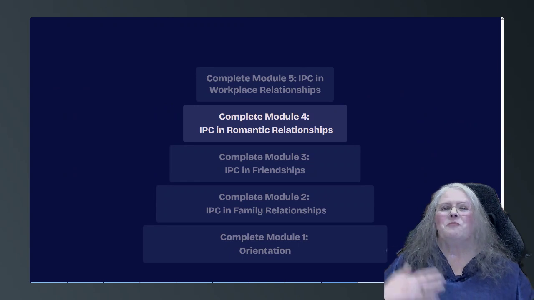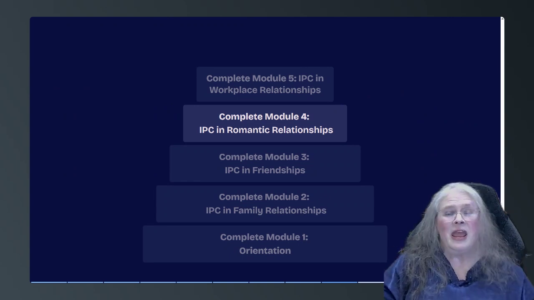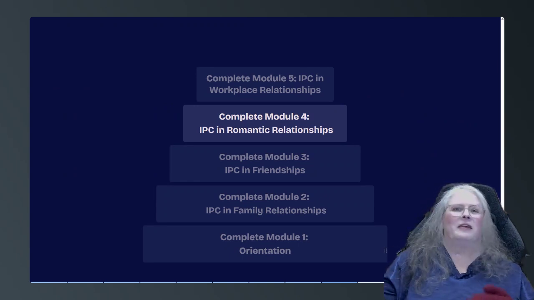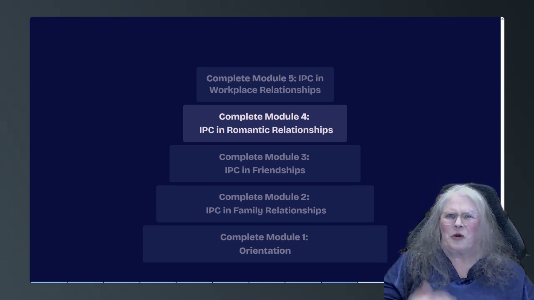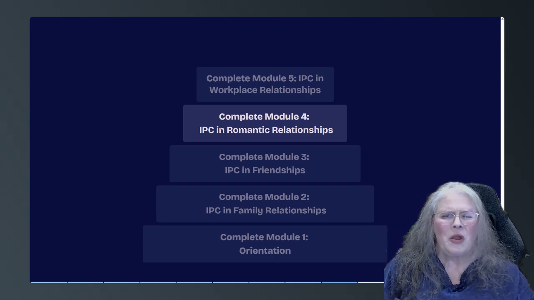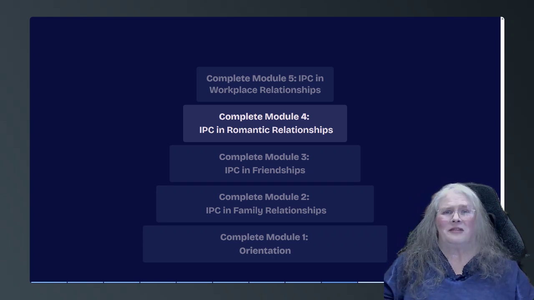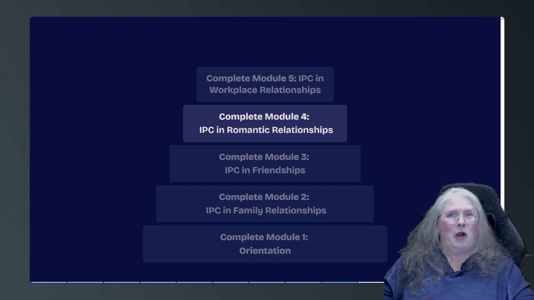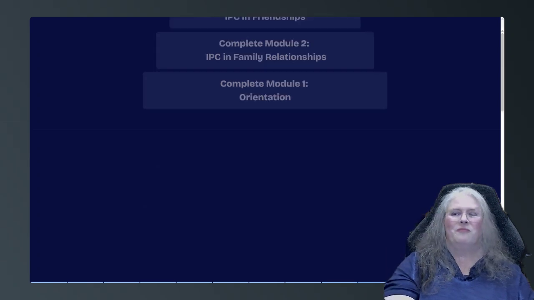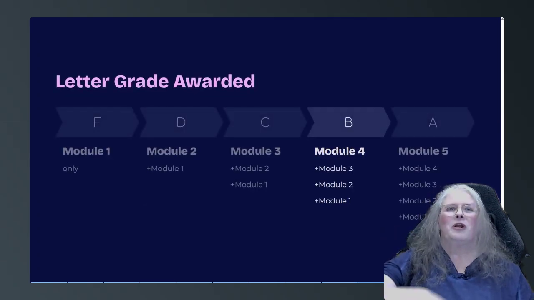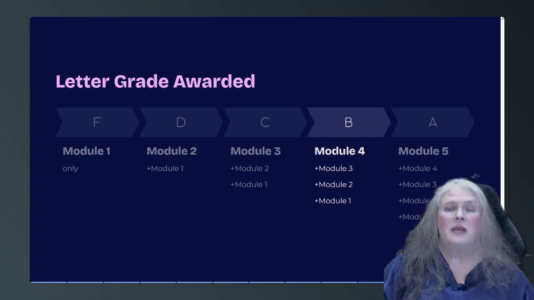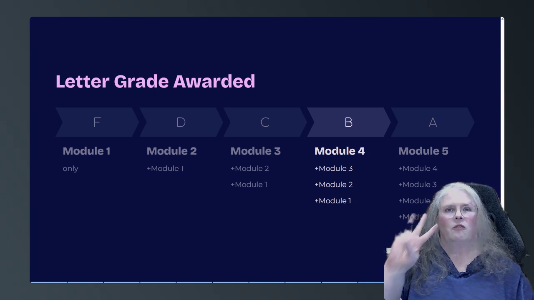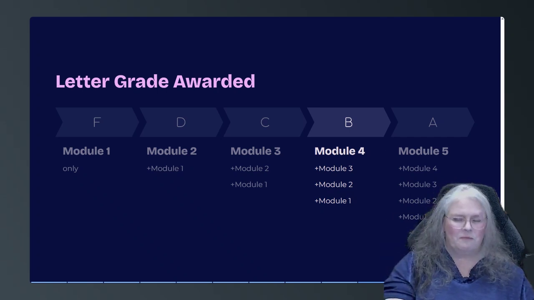Our next module is Module 4, Interpersonal Communication in Romantic Relationships. I can't say this is the next type of relationship that we develop because we may start work before we have a serious romantic relationship. We may not, right? Again, we're looking at module completion. If you turn in all the work for this module, the required work, and hit that 80% mastery level or exceed it, you've earned a B in the course. So 4 modules to complete for a B.